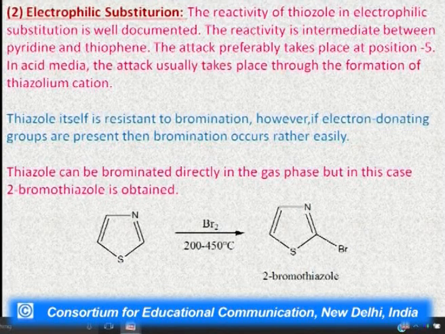Thiazole itself is resistant to bromination. However, if electron donating groups are present, then bromination occurs readily and very easily. Thiazole can be brominated directly in the gas phase, but in this case 2-bromothiazole is obtained instead of 5-bromothiazole. Here in this reaction you can see that thiazole reacts with bromine at 200 to 450 degrees centigrade in the gaseous phase and will yield 2-bromothiazole. We are getting here a 2 substituted product, although we said earlier that we will get a 5 substituted product in case of electrophilic substitution.